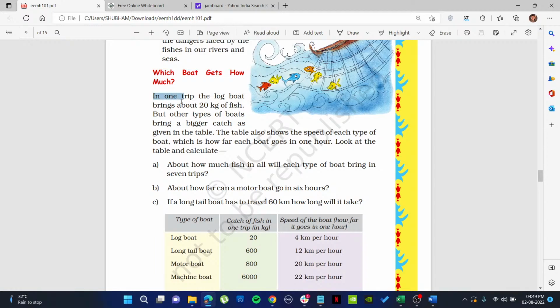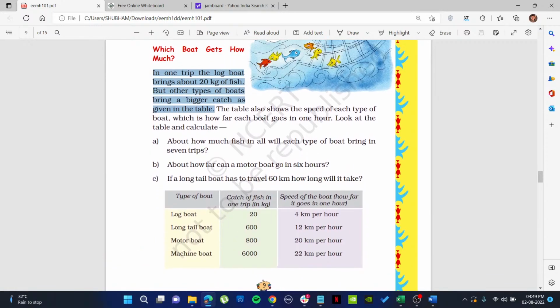Okay, which boat gets how much? In one trip, the long boat brings about 20 kilograms of fish. But other type of boats bring a bigger weight, bigger catch as given in the table. Here we can see a table. Let's see what the table is actually showing to us. The table also shows the speed of each type of boat, which is how far each boat goes in 1 hour. Look at the table and calculate.